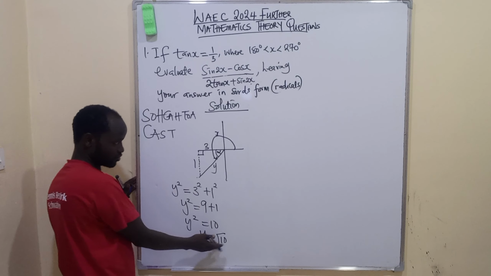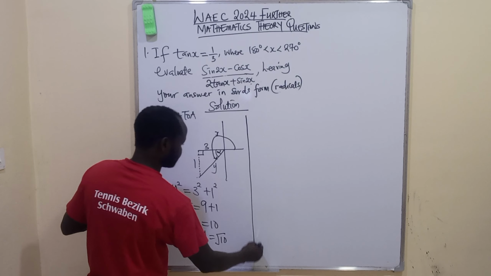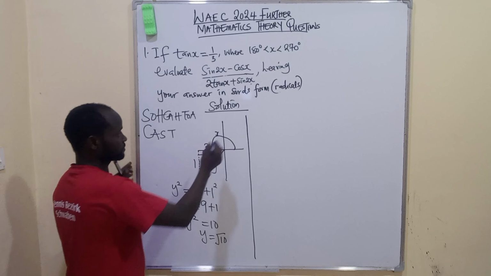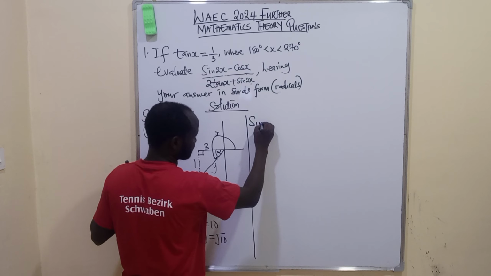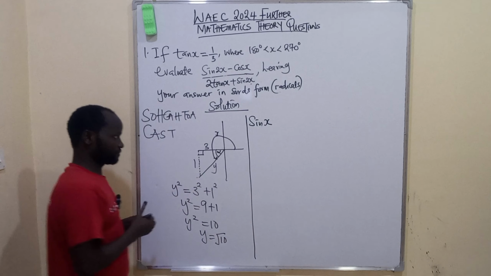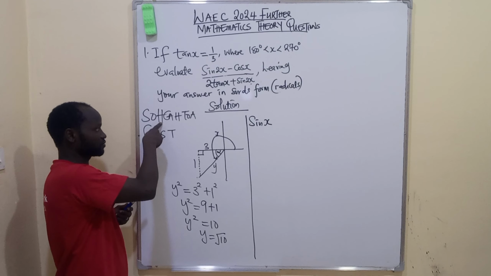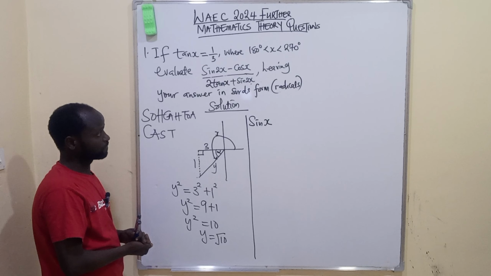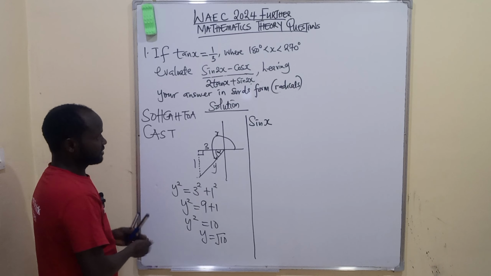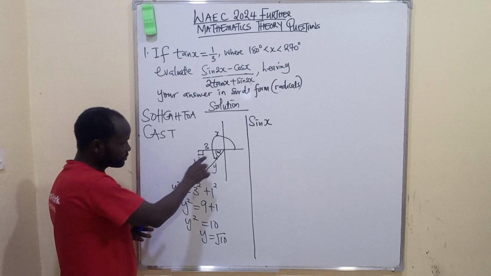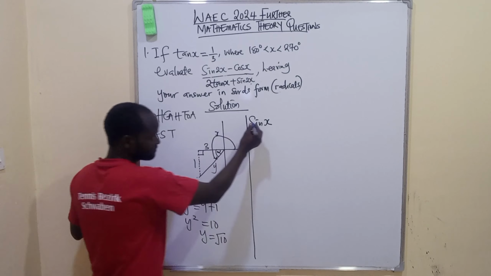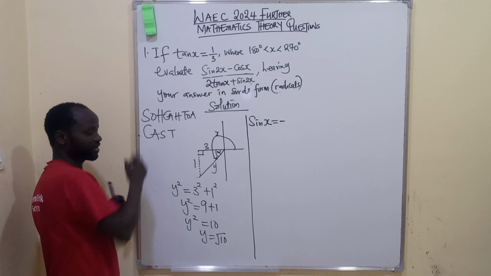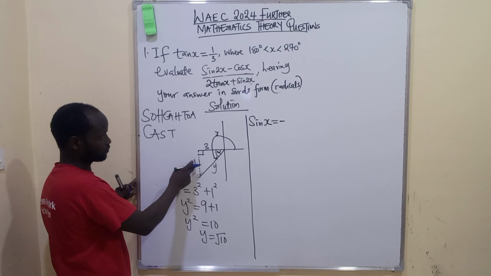With this information, I can find sine and cosine. So what will be our sine x now? Of course, sine is opposite over hypotenuse, and we know our hypotenuse now is root 10. But sine is negative in the third quadrant. So sine x will be equal to minus, opposite over hypotenuse. Opposite here is 1.